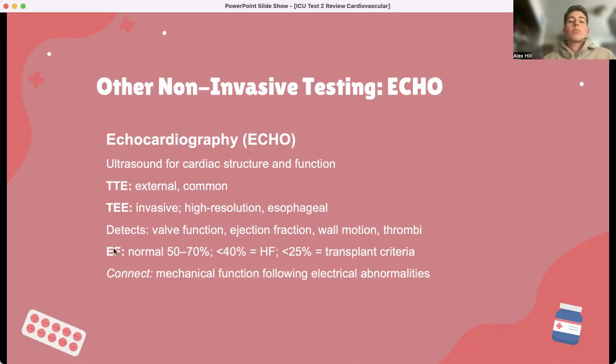Echocardiography. The external one is essentially just like a giant ultrasound on the outside of the heart. And then the TEE is the more invasive one. TEE is going to be more accurate. It's going to tell you more about what's going on inside the heart. And this is the one that tells you about clots, if they have a clot in their left atrium.